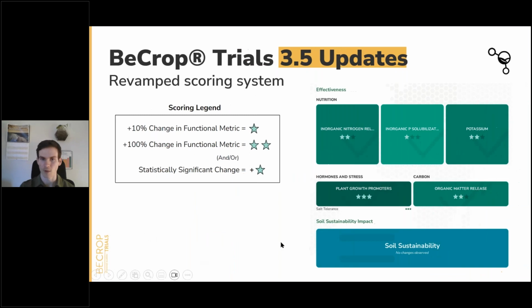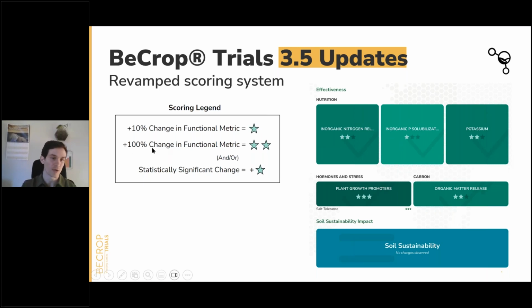So I know we're getting up on time and want to leave some time for questions, so I'll try to zoom through this. But this is just a couple slides to go into more detail on how the star scoring system is applied to these reports. So the way it works is 1 star is assigned if a product showed a 10% increase in a beneficial functional metric. So for example, in organic phosphorus solubilization, that might be the case that we see a 10% increase.